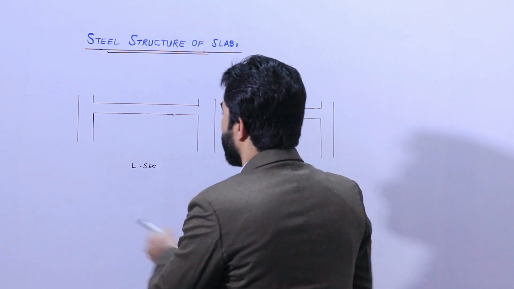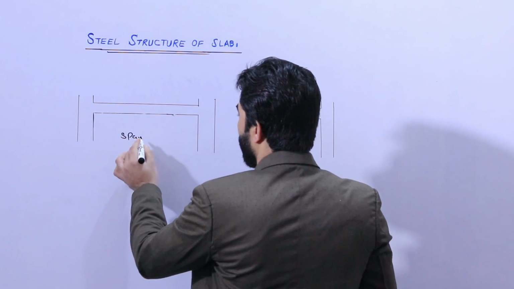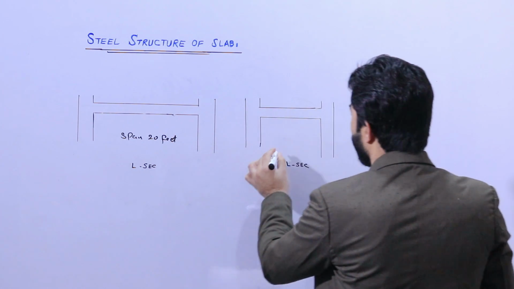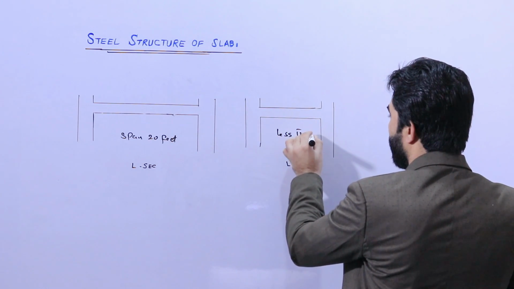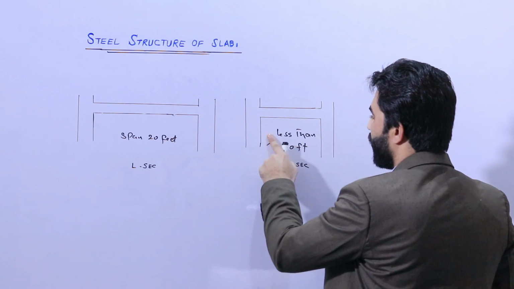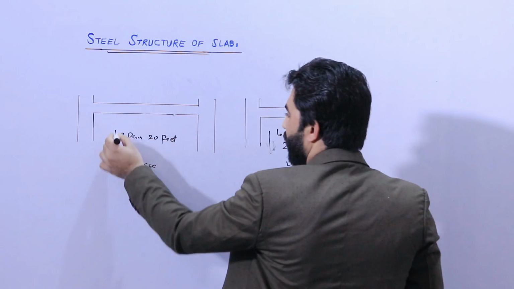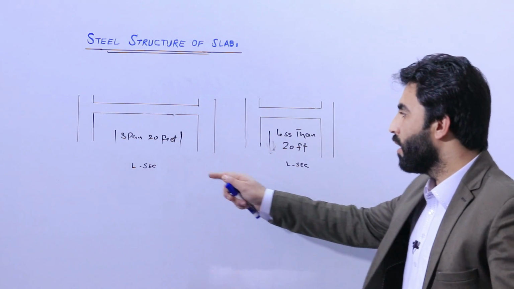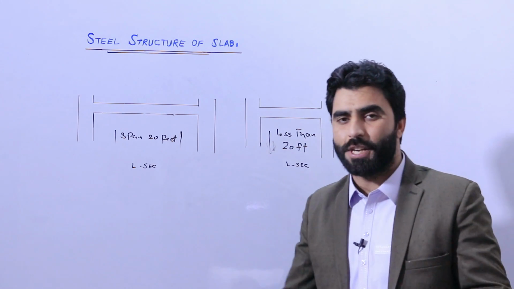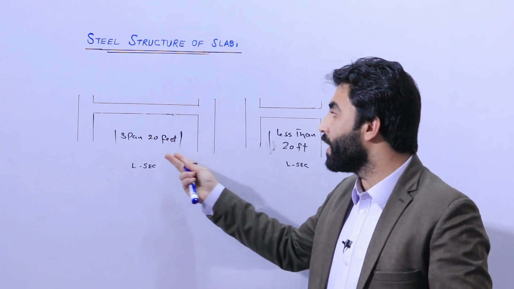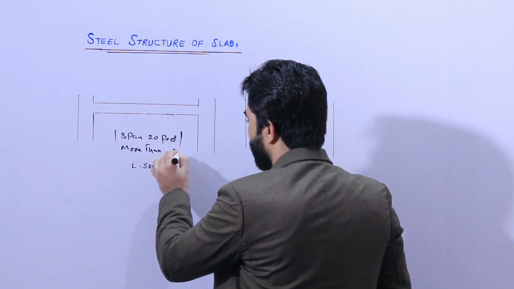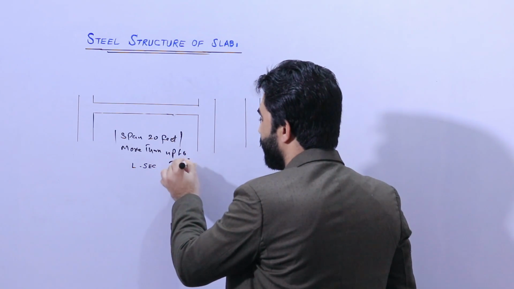Suppose this span is more than 20 feet and this one is less than 20 feet. Okay, so this is very important. Let me guide you on this. The span is 20 feet, and less than 20 feet you can keep about 12 feet, 14 feet, 16 feet. And a span of 20 feet, or more, up to, I can say, 25 feet.